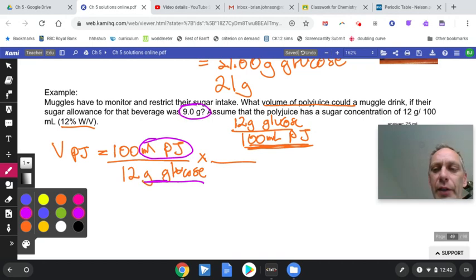It says that they are allowed 9 grams of glucose in their daily diet. Drinking, this is muggles, of course. Wizards can have an unlimited amount of sugar. You all know that from watching Harry and Ron on the train ride to Hogwarts every year, chowing down on every magical sweet known to the wizarding world.